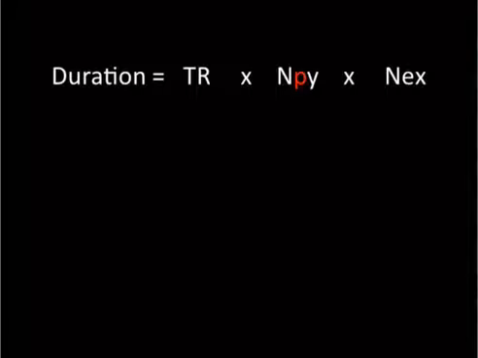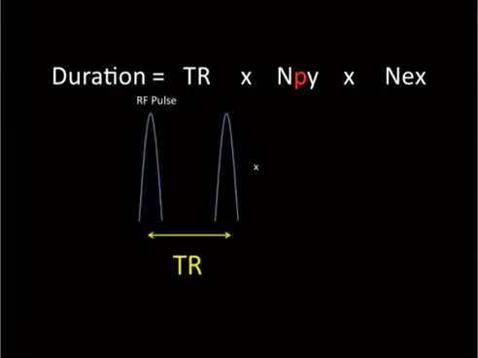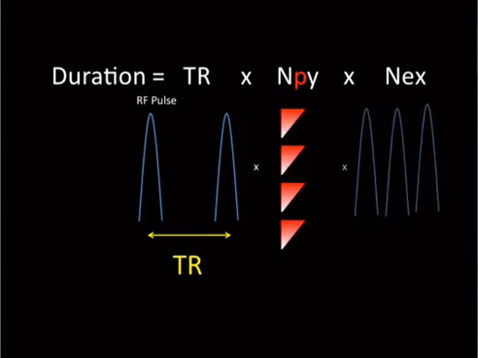So, I mentioned that phase encoding is a problem with regard to time, and it's actually quite a bit of a problem, because the formula for determining the duration of the study is your TR, which you remember is the time between each pulse that's given, the number of phase encoding steps, and then the number of excitations.